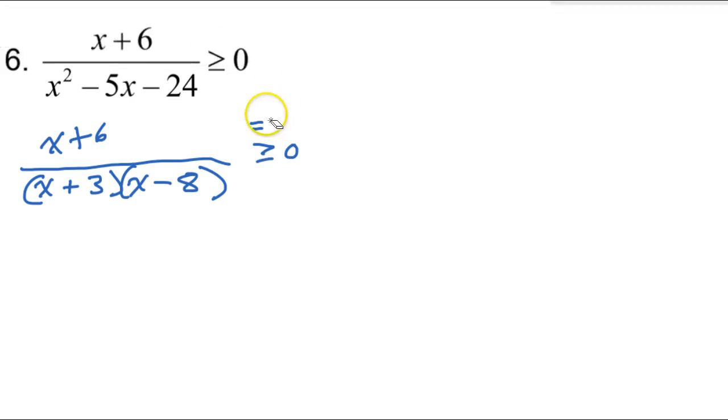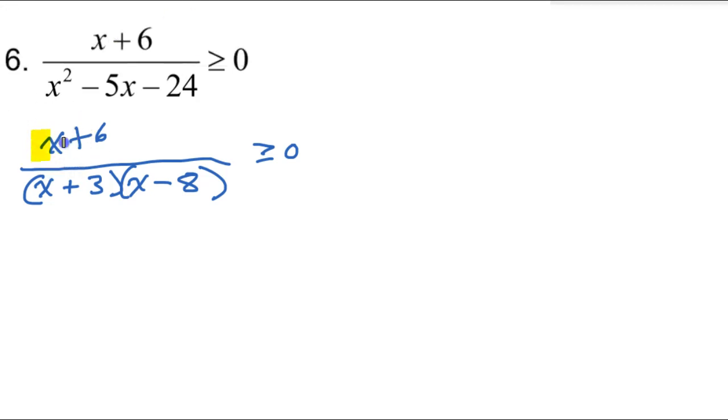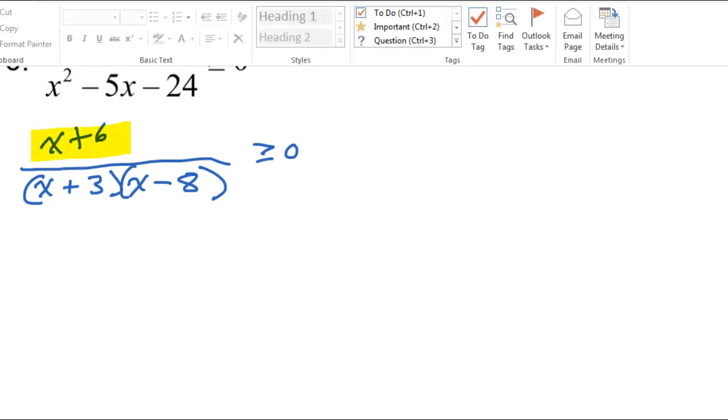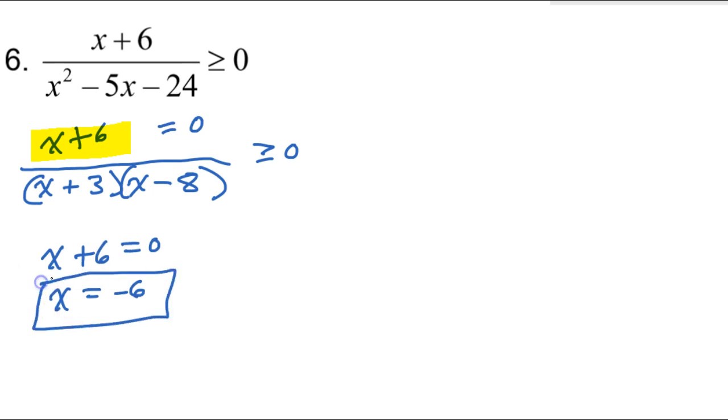So the way you solve a rational equation like this one, if all you have is a single fraction, all you really do is set the numerator equal to 0. So all I'm really going to do is set x plus 6 equal to 0. And that's going to give me x equals -6. Okay, so that is one critical value that I'm going to have.